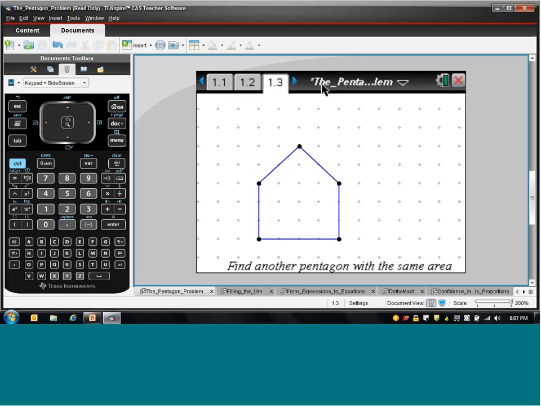So here's the task. Find another pentagon, a non-congruent pentagon, that will have the same area. Eric is already moving things, but Eric, put it back to the beginning so that we can just figure it out a little. What would you do to start? Some kids will just start dragging. Some kids will think about, well, what area do I already have?